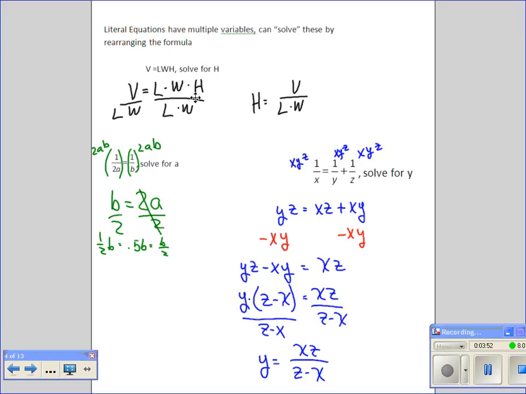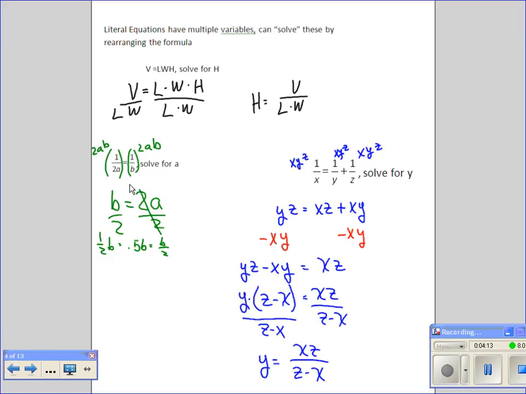They're joined by multiplication to the h, so the opposite of multiplication is division. Divide both sides by the L and W, and we've isolated the h. h equals V over L times W. So again, what we're ending up with is a formula rather than something that looks more like a familiar solution, like a number answer.